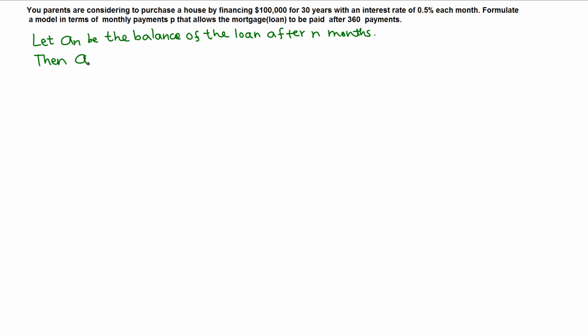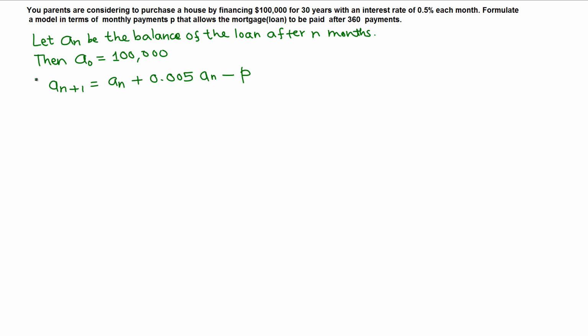Then A_0, so at the beginning, the balance after 0 months is 100,000. And every month there is 0.5% interest added and there is a monthly payment of P. So the balance in the next month, A_{n+1}, is equal to the balance in the previous month plus interest on this, which is 0.5 divided by 100, 0.005 A_n. That's the interest on the previous balance. So the balance in the next month is the previous balance plus interest on the previous balance minus the payment, which is P. That's what we are trying to find here.